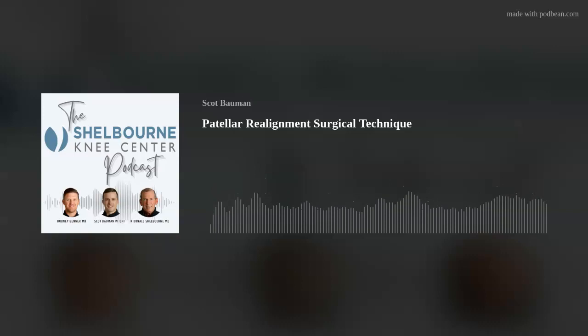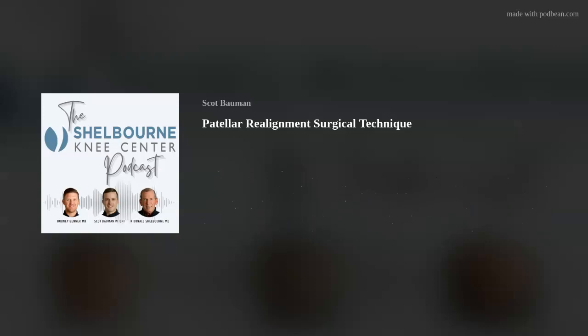If the patient says I can get to 90 easy, I don't even feel like I'm putting much tension or pain on my knee at all, then we will start to allow them to gradually increase the degree of knee flexion as we move along.